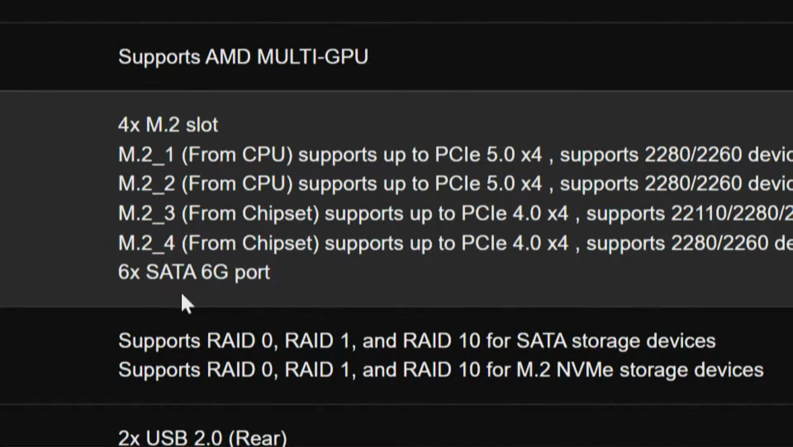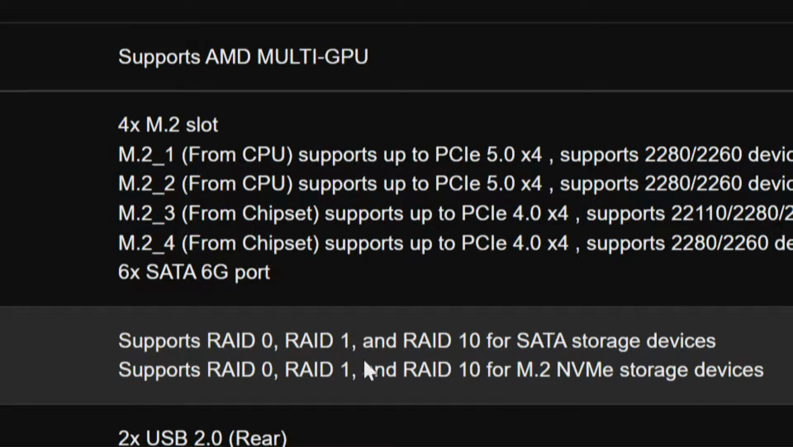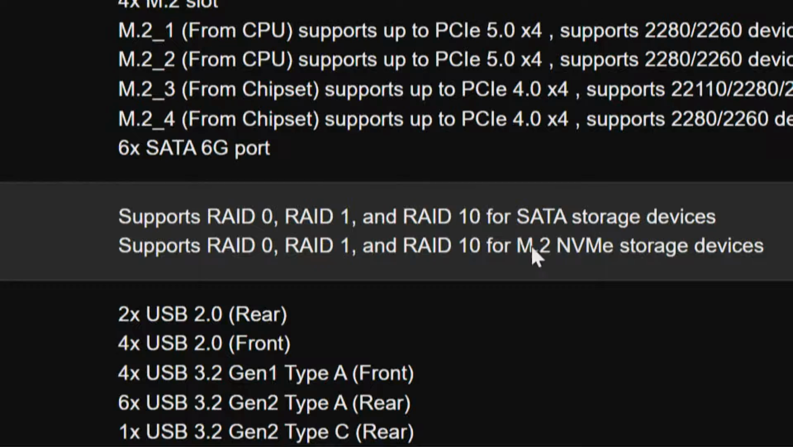And 6 SATA ports, and it will support RAID 0, RAID 1, and RAID 10. So you can have 2 RAIDs, a SATA RAID or an M.2 drive RAID. And what's interesting on these SATA ports, as we'll see when we get to the block diagram, there are 4 SATA ports on one chipset, the primary chipset, and 2 more SATA ports on the secondary chipset. And I see no information that says there are any exceptions, so that those 4 and those 2 can all be raided together if you choose to.